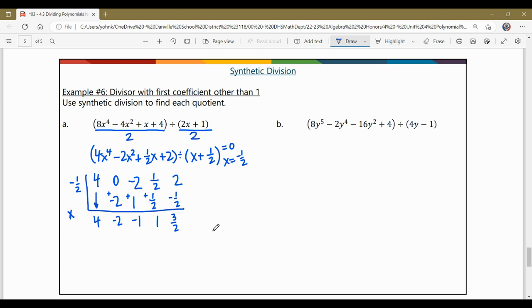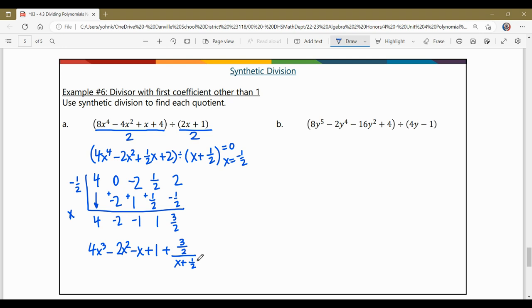My original problem started with x to the fourth. So my answer is going to start with x cubed. So 4x cubed minus 2x squared minus x plus 1 plus 3/2 over x plus 1/2.